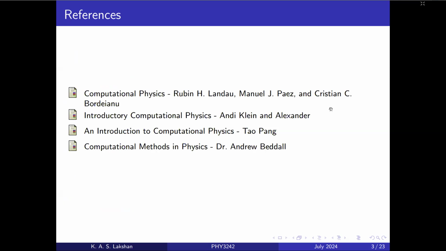These four books are the references for this course. If you can find these, it will be better. They are Computational Physics by Rubin Landau, Introduction to Computational Physics, and Computational Methods in Physics. Most of the time I'll refer to Computational Physics by Rubin Landau and other authors. If you can find this book, it will be really good.